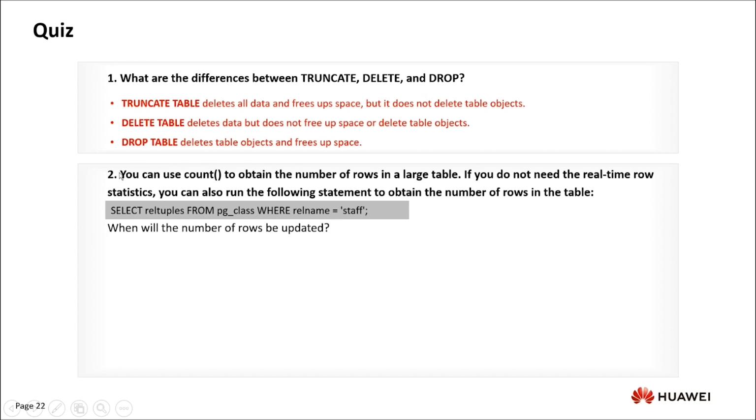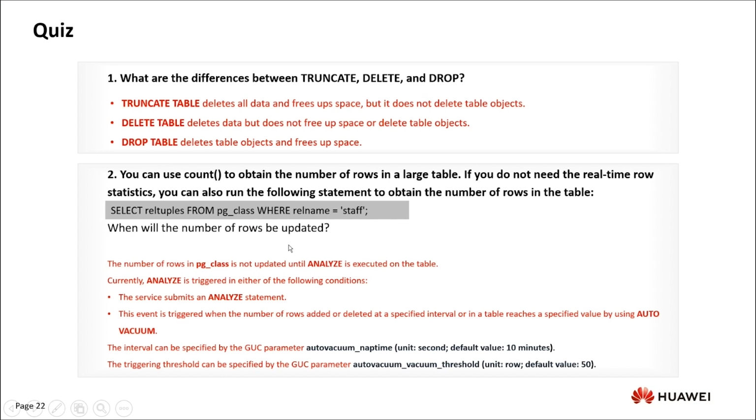The second question is that you can use count to obtain the number of rows in a large table. If you do not need the real-time row statistics, you can also run the following statement to obtain the number of rows in the table. We select the reltuples column from pg_class and specify the specific table name here. But when will the number of rows be updated?